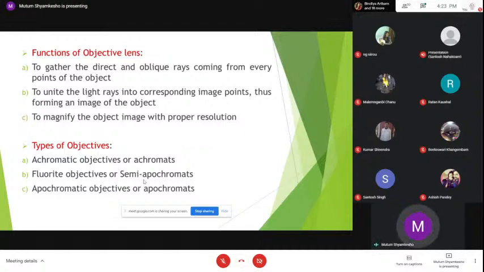They are the most advanced, the most highly corrected types of objectives, and they are corrected for 4 colors, that is deep blue, blue, green, and red, as far as chromatic aberrations are concerned. They are also corrected for spherical aberrations for 2 or 3 light wavelengths, especially blue and red.